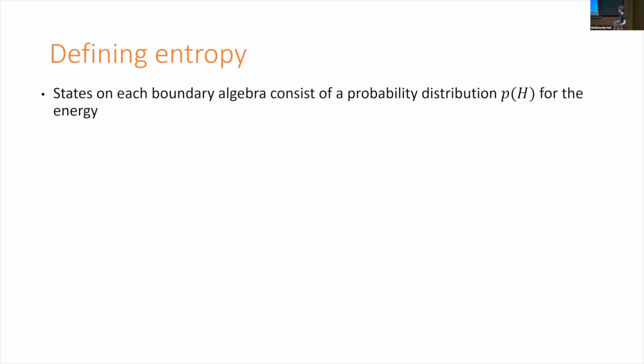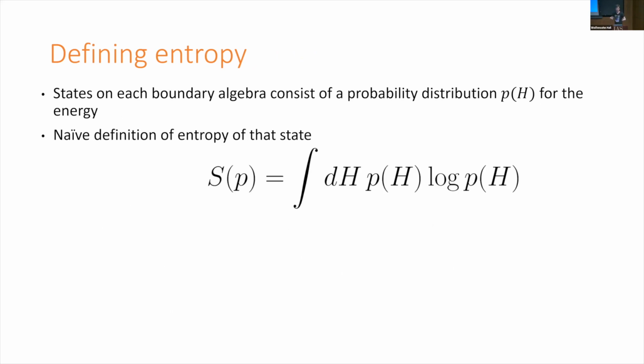Okay. So we're almost done with pure JT. But let's just comment briefly on how we would define entropy on this thing. So the natural states on each boundary are just a probability distribution for the energy. So there's a natural definition of entropy, just the integral over h of this probability distribution times its log. Okay, so you can define that as an entropy. It's called the continuous Shannon entropy, the differential entropy.